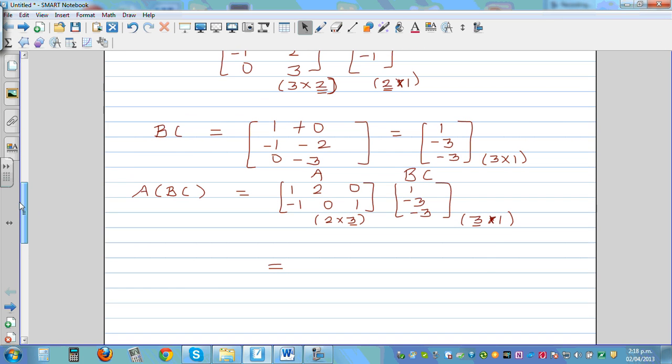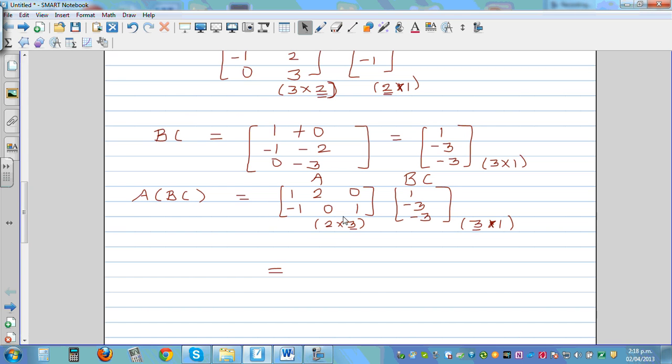So where were we? We want to prove that A times BC. We saw BC was 1, negative 3, negative 3, and A is this. So let's finish the process. This is going to be a 2 by 1 matrix, two rows and one column. First row, first column: 1 times 1 is 1, 2 times negative 3 is negative 6, and 0 times that is 0. Second row, one column: negative 1, 0, and negative 3.